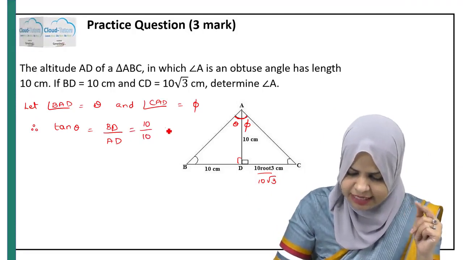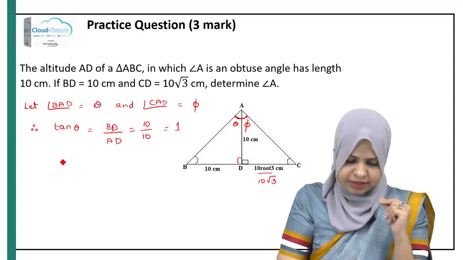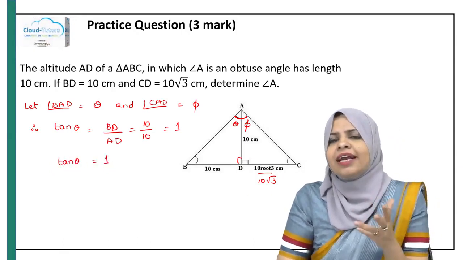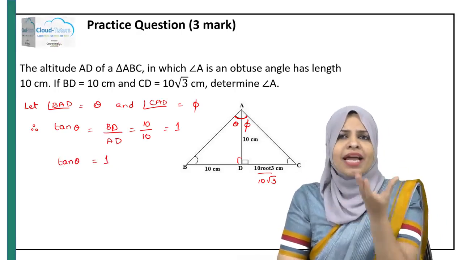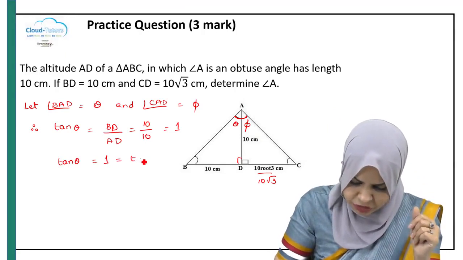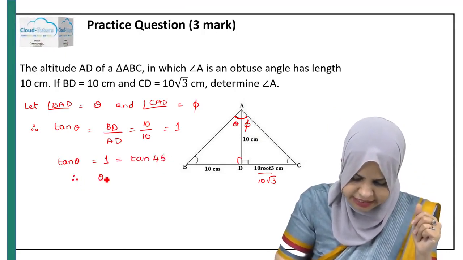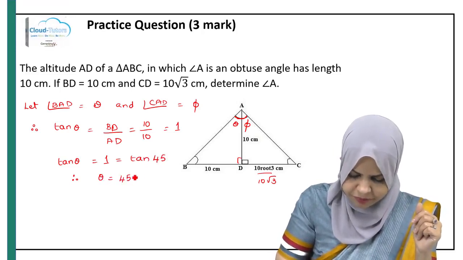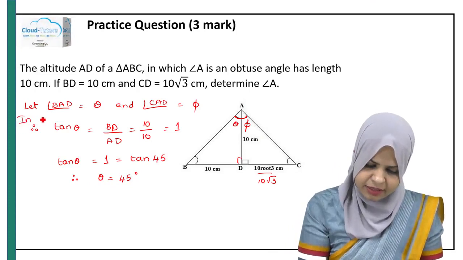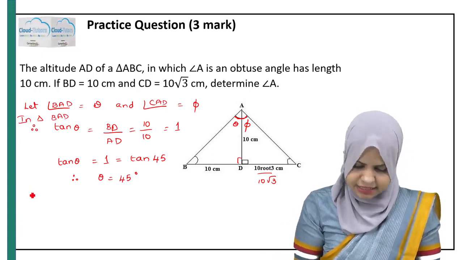So, BD by AD is what? 10 by 10, and that is 1. So, for which angle tan theta will it be equal to 1? When is tan of some angle equal to 1? When theta is 45 degrees, correct? So this is equal to tan of 45, or therefore I can say theta is equal to 45 degrees. Now this was in triangle BAD.